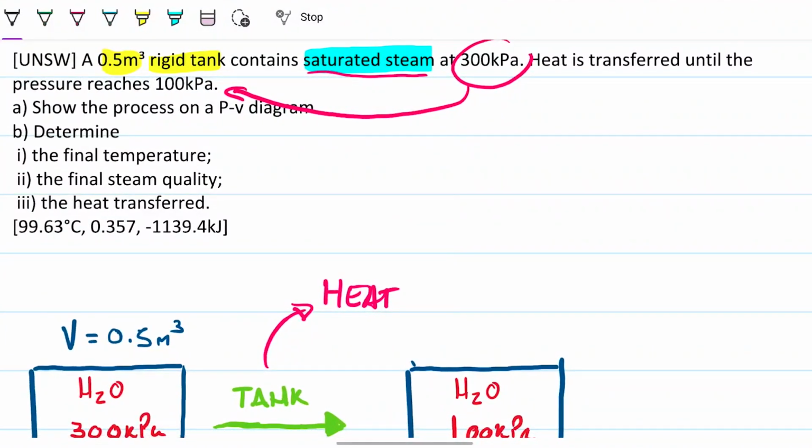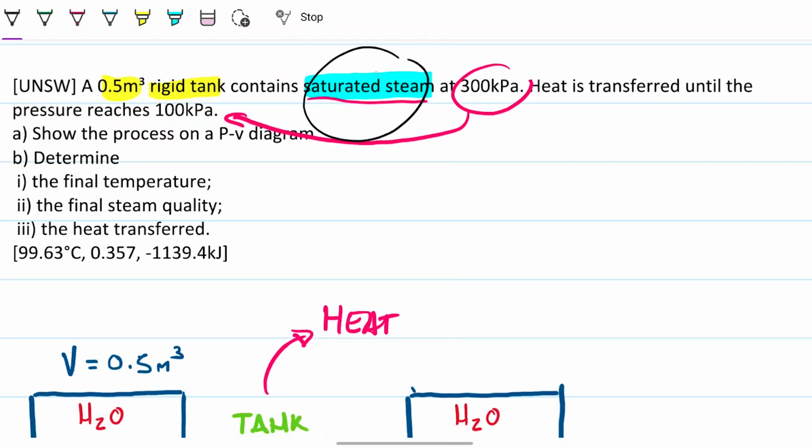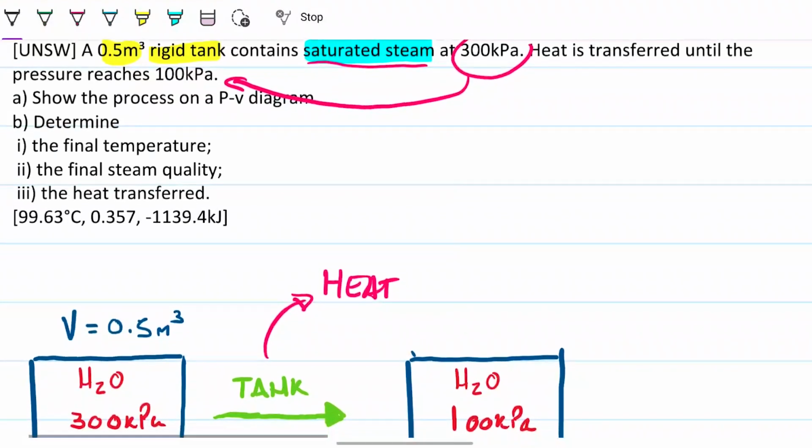Part B, we are to determine the final temperature. That's going to be super simple, because if it's 300 and saturated, oh no, that's the initial temperature, sorry. For the final temperature, we first need to find out what's happening with this state. We know it won't be saturated steam anymore because it's losing energy. So it can be a mixture, or saturated liquid, or a compressed fluid. We need to check.